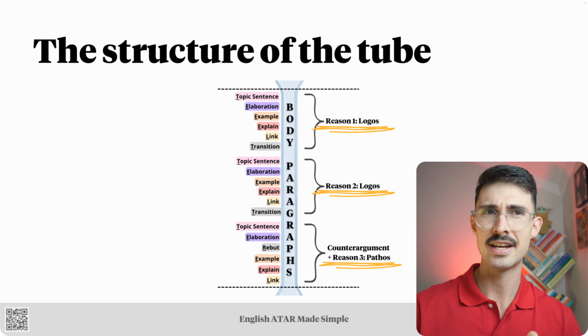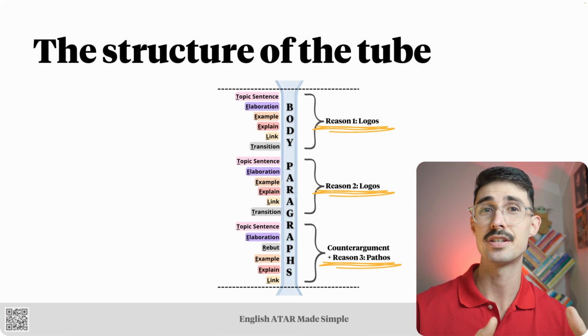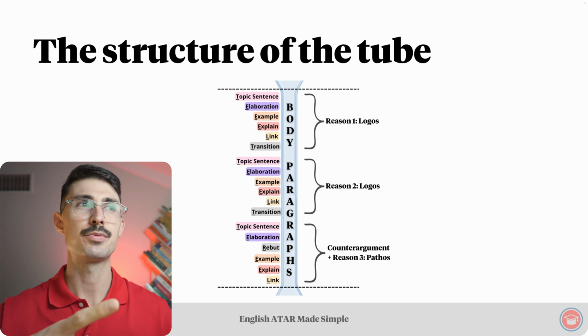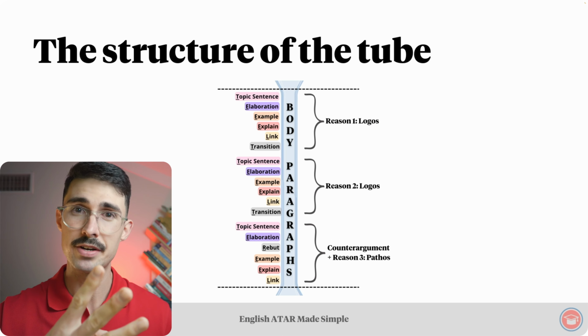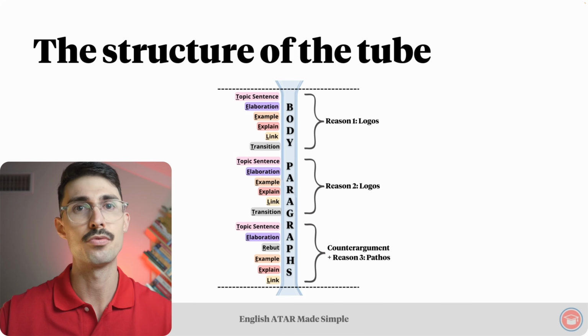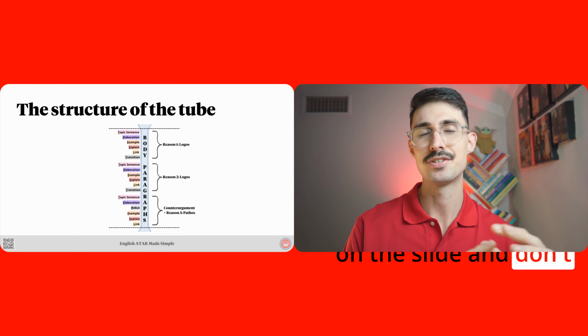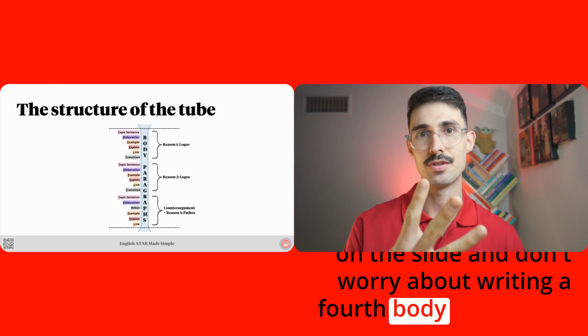So if we present 3 reasons why the audience should agree with our overarching argument, in theory, the audience would be more receptive to those 3 reasons than they would to 4 reasons. In short, just follow this structure on the slide and don't worry about writing a fourth body paragraph.